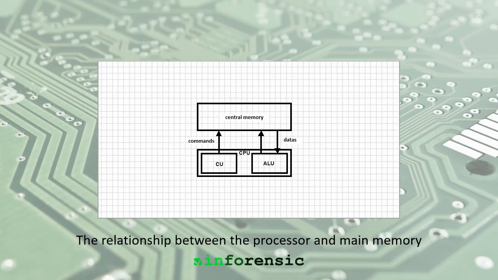The relationship between the processor and main memory. The CU and the ALU in the CPU send commands to the central memory, and the central memory sends data to the ALU.